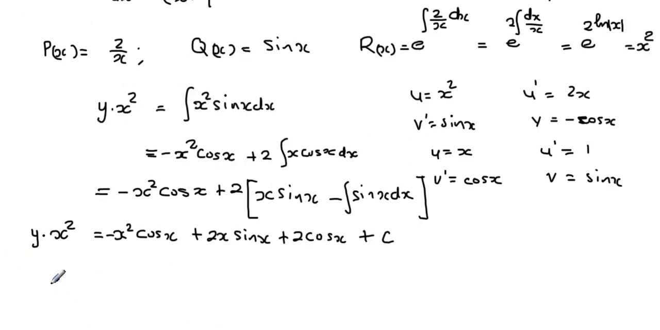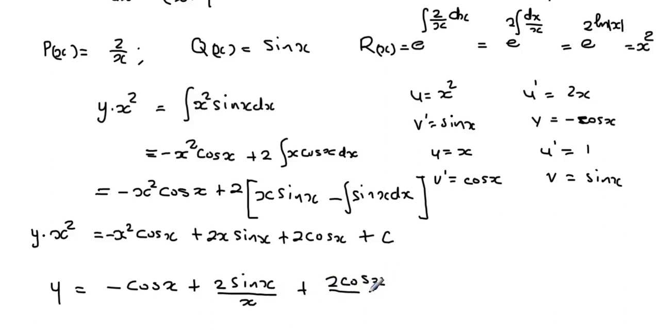So carrying out the division, you get that y is equal to minus x cos x plus 2 sine x all over x, plus 2 cos x all over x squared, plus c over x squared. So that will be our general solution. Since we're not given initial conditions, we'll leave it as that.